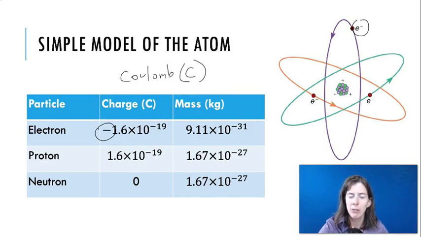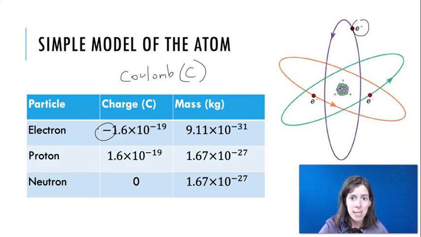So you can see I have the units in parentheses here. This chart also gives us the mass of the electron and the proton. What we see here is that the proton is much more massive than the electron. It's about 2,000 times more massive than the electron.